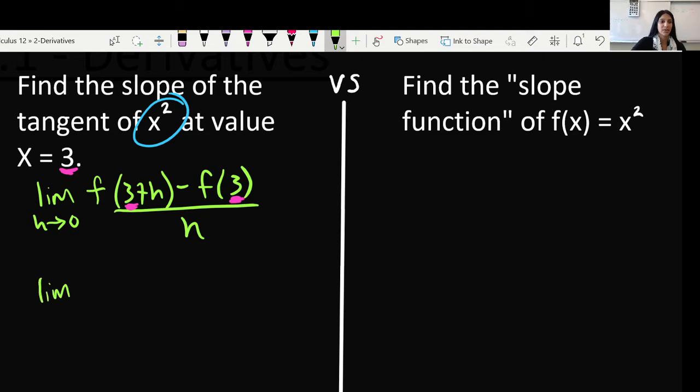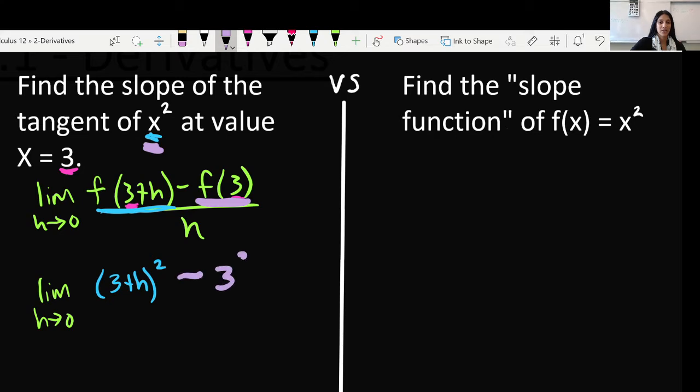So we have the limit as h approaches 0. Here, I'm going to take this x squared, and if I want to figure out f of 3 plus h, that's going to mean instead of x squared, it's going to be 3 plus h squared. So you can see where that's coming from. And for the other part, if we have minus f of 3, I'm going to take that x squared and do minus 3 squared. So you can clearly see where that's coming from. And the whole thing is still going to be over this value of h.